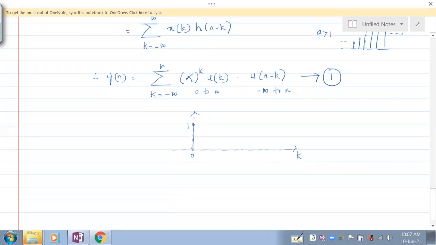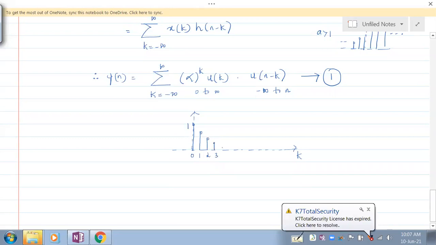Alpha power 0 is 1. Alpha power 1 is alpha, right? So let's say that is some alpha. I don't know what that is, but I understand. So this is what is going to happen to it if we keep on giving them the values.